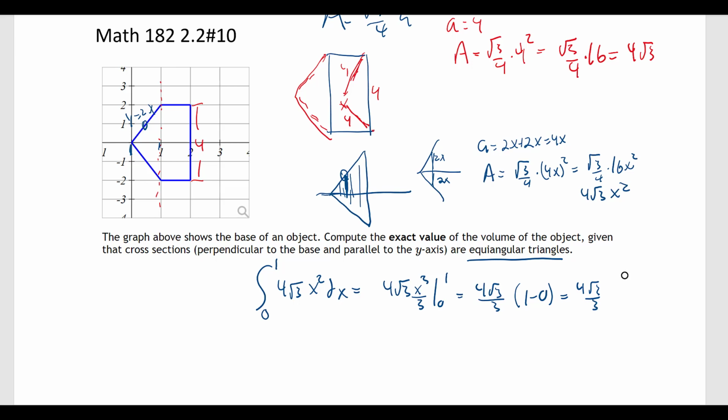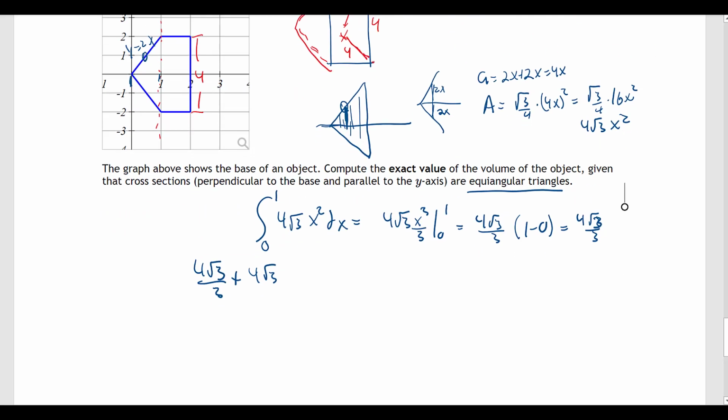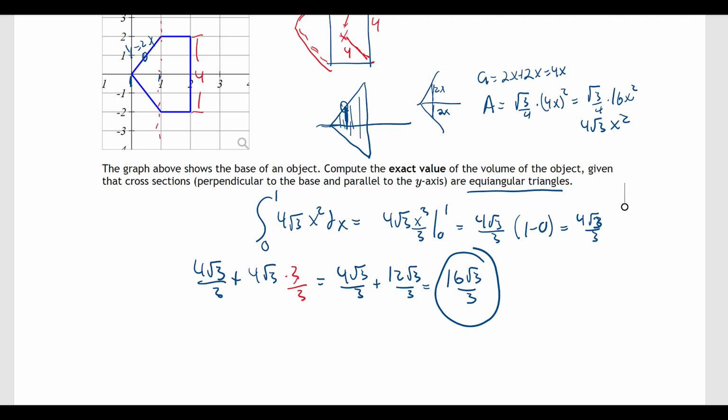So we end up with 4 times the square root of 3 over 3, and I'm sorry that that 3 was not well written, plus 4 times the square root of 3. We'll multiply this by 3 over 3 to get the common denominator. So it's 4 square root of 3 over 3 plus 12 square root of 3 over 3 equals 16 times the square root of 3 over 3. And that is the area. This is getting fun yet?